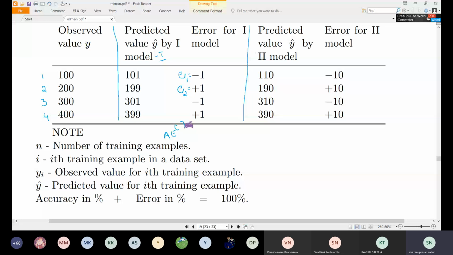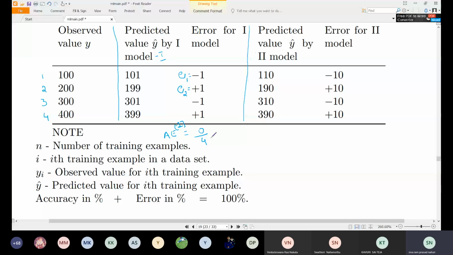So the average error for the first model is equal to, what is the total error? This is for the first model. Total error, if you sum all the errors, it is 0, divided by how many examples we have considered? So the average error is 0.